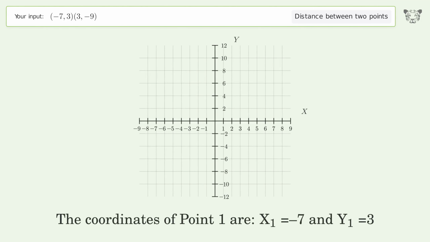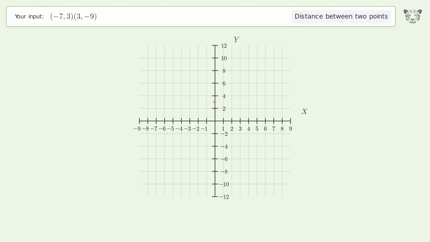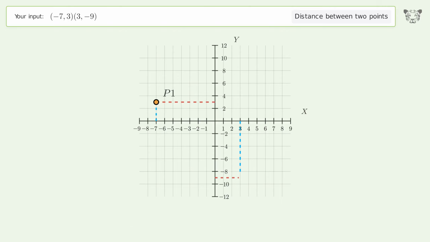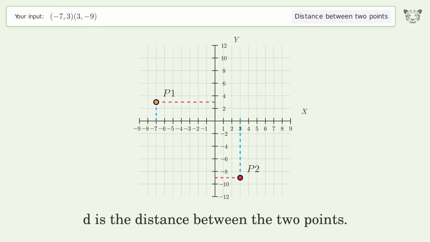The coordinates of point 1 are x1 equals -7 and y1 equals 3. The coordinates of point 2 are x2 equals 3 and y2 equals -9. D is the distance between the 2 points.